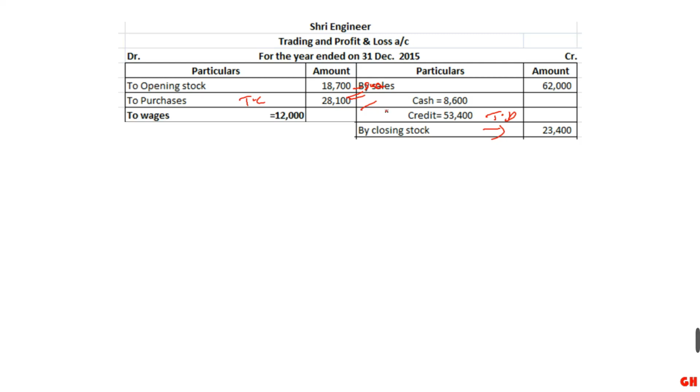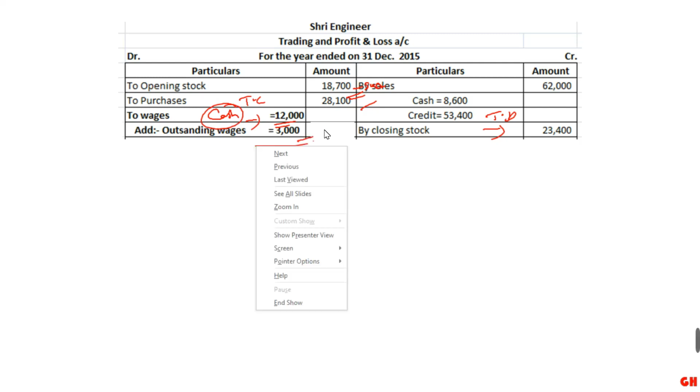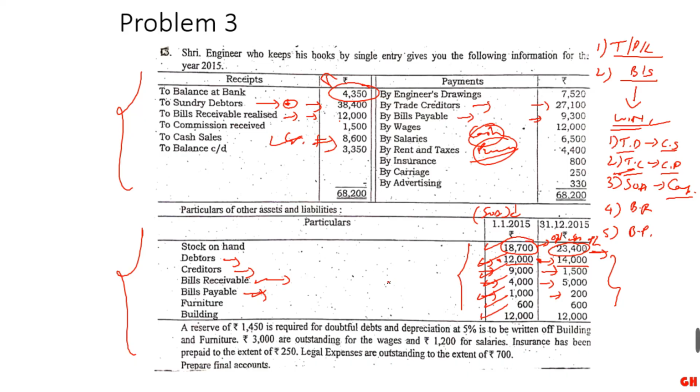Then wages 12,000. This is paid in cash. But what about the remaining amount? The remaining amount outstanding, 3,000, is there. If you see carefully in the additional information, it is mentioned that 3,000 is outstanding for wages. Basically it means 12,000 plus 3,000, 15,000, Shree Engineering was supposed to pay, but out of 15,000 only 12,000 has been paid.